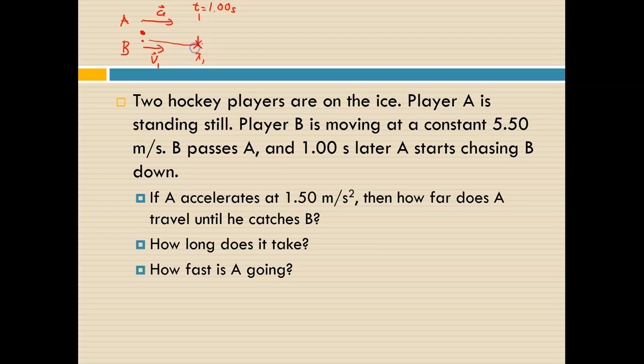So B is at this point, A is at this point. Then what ends up happening? When they get to this point right here, A is going to overtake B. A is going to have a velocity, which I'll call V, and B is going to have a velocity, which I will call V1.